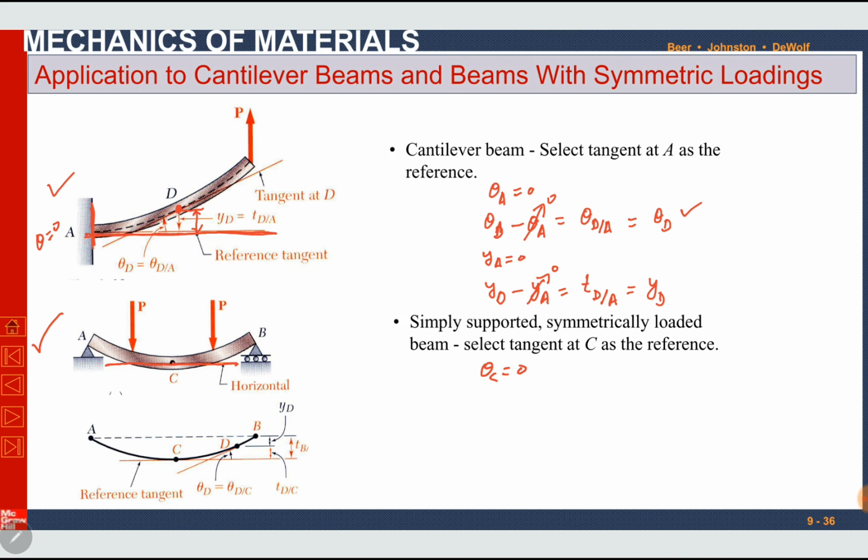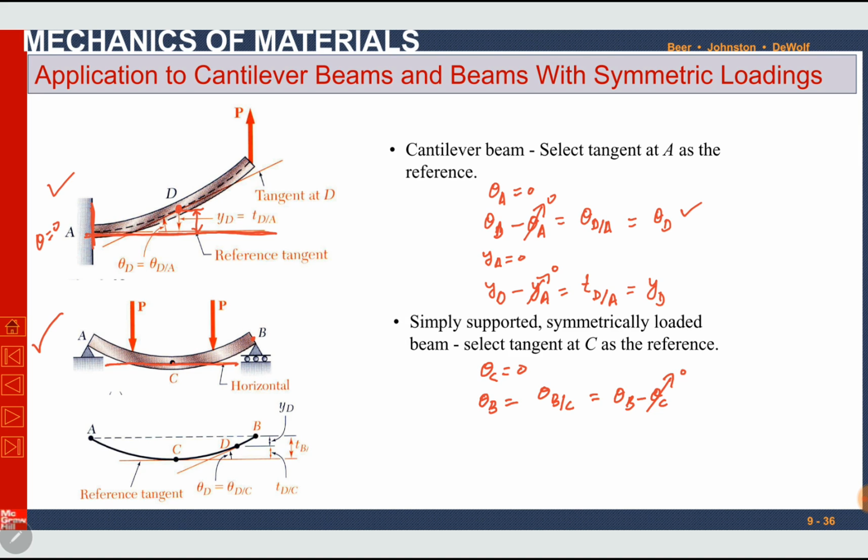By taking point C as our reference point, where theta is 0, it is a reference tangent, and we can calculate the slope of any other point. For example, at point B, theta B will be actually theta BC, because theta BC is theta B minus theta C, and theta C is known, which is 0, because the tangent at C is horizontal and the slope of this horizontal tangent is 0.